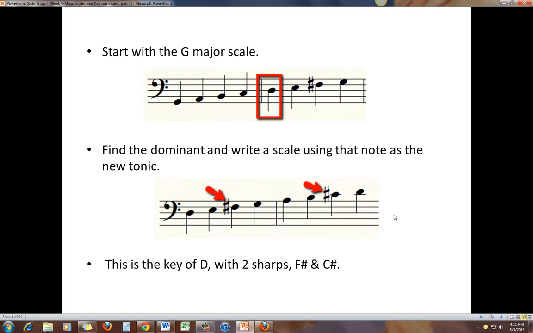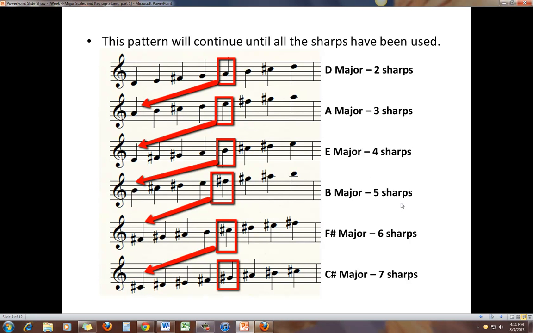So we can follow that pattern again. Start with the G major scale, go to the dominant, which is D, and write a scale on D using the whole step, whole step, half step pattern. F sharp is still there, but now we add the second sharp, which is C sharp. This is the key of D, which has two sharps. This pattern will continue through all of the sharps until you have 7 sharps, which is everything sharp.